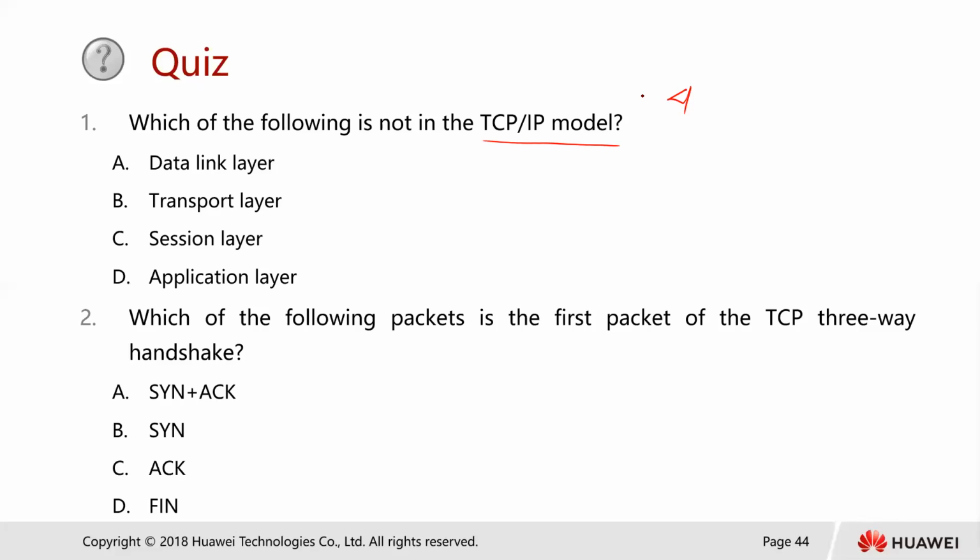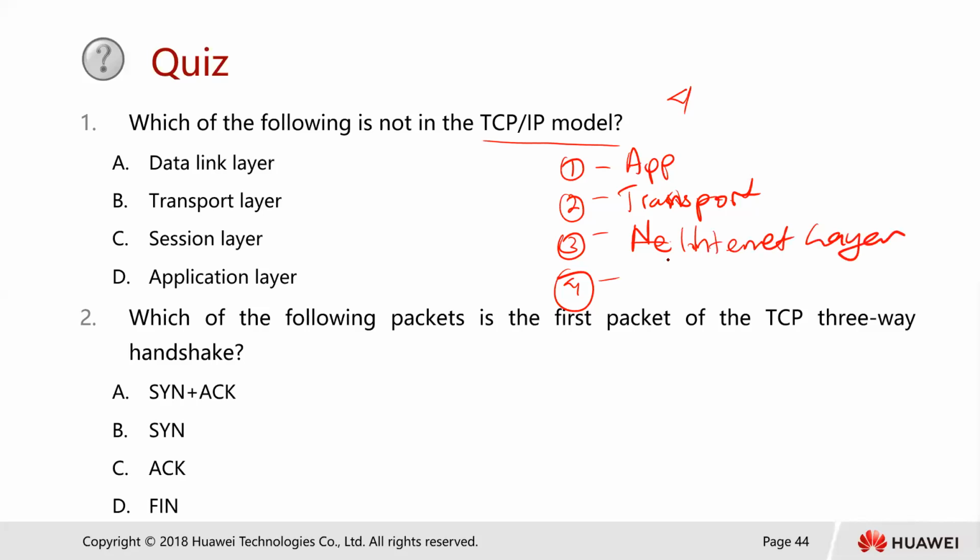I'm seeing some people are saying A, some people are saying C, some people are saying E. Can I get a volunteer to just remind us of the 4 layers in the TCP/IP model? In the TCP/IP model, we have the application layer, the transport layer, the network layer, that's the internet layer, and the network access layer.